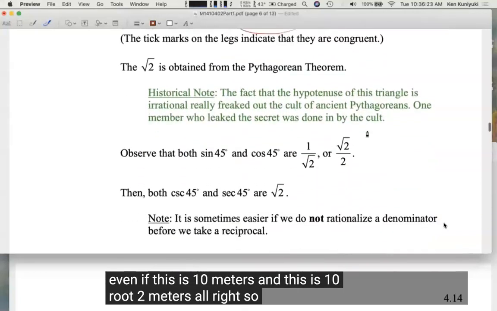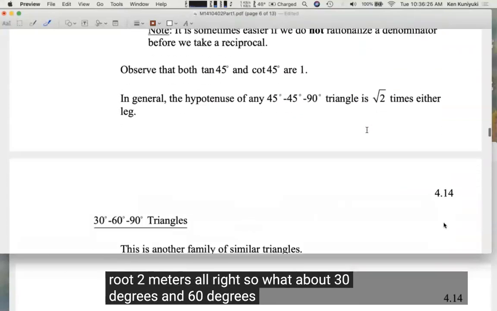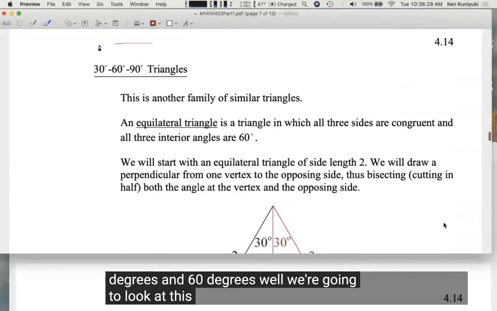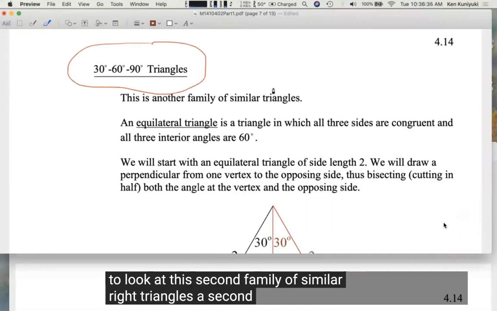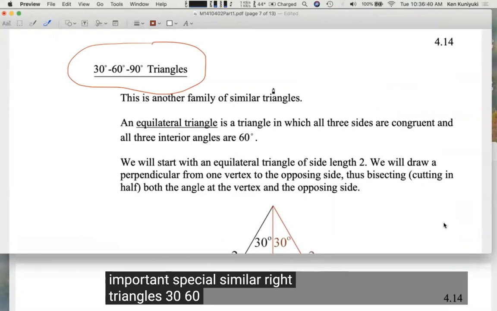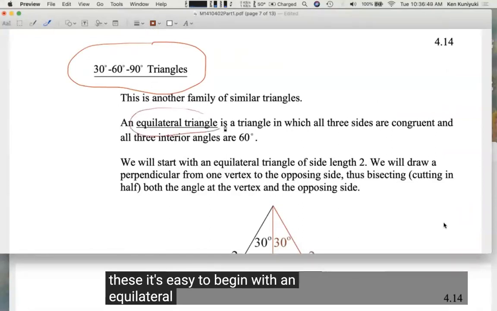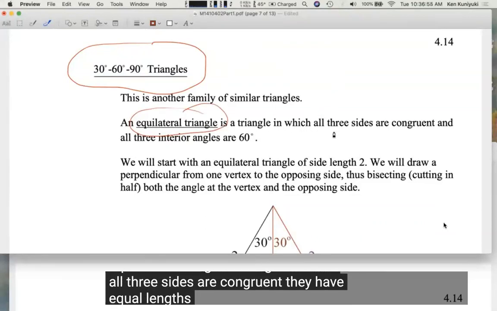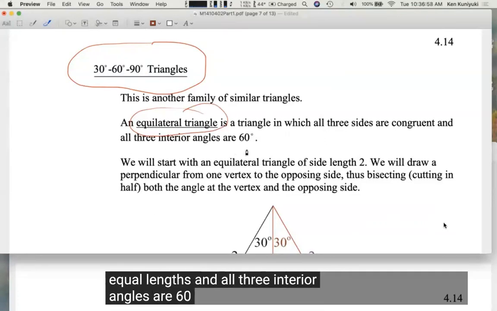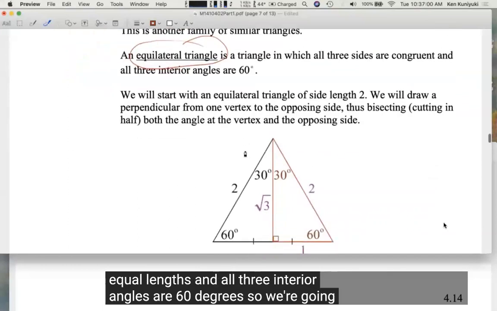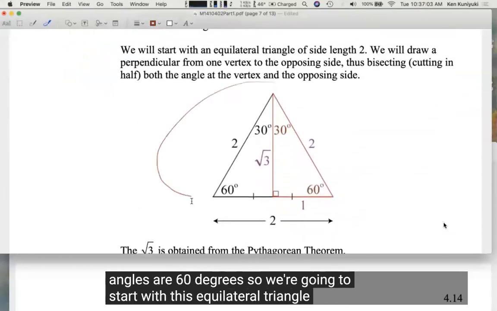All right. So what about 30 degrees and 60 degrees? Well, we're going to look at this second family of important, special, similar right triangles, 30, 60, 90-degree triangles. Now, it turns out that in order to analyze these, it's easy to begin with an equilateral triangle, a triangle in which all 3 sides are congruent, they have equal lengths, and all 3 interior angles are 60 degrees. So we're going to start with this equilateral triangle over here.